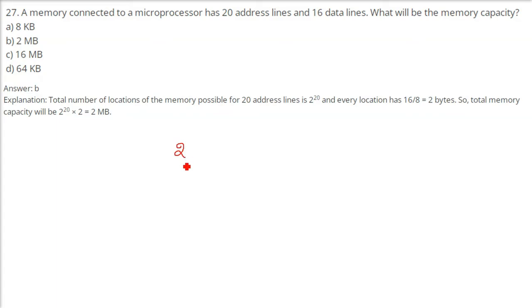20 address lines are there. The addressing capability is simply 2 raised to the power of the number of address lines. For example, 8-bit is 2 to the power 8, 16-bit is 2 to the power 16. We already found that for the 8085 it is 64K. Here it is 2 to the power 20.